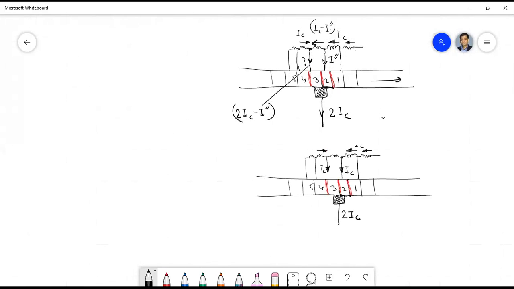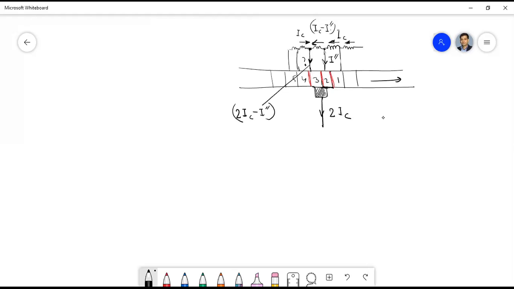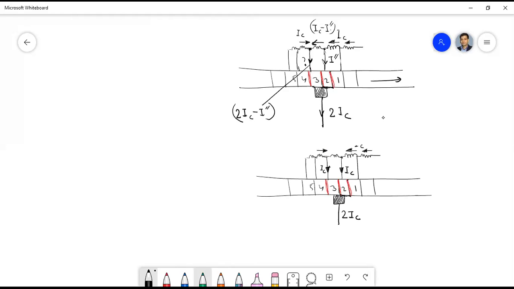Now, the last instant which I will show, where the brush will be totally in contact with commutator segment 3, and this is the rotation. It is completely in contact with 3, so what will be the current direction? There will be no current in this at all, and this whole current will pass through this coil, and this will be IC again.